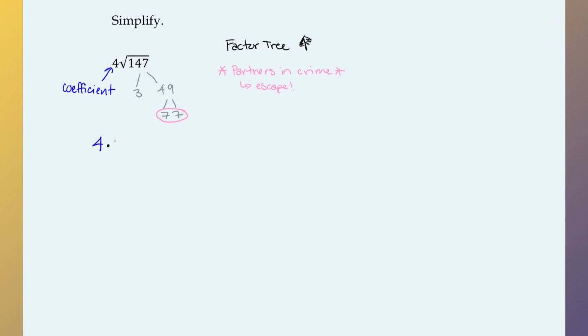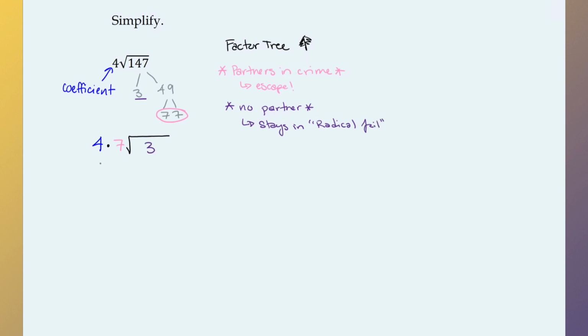That coefficient 4 is going to stay out front, and we're going to multiply it by any of the partners in crime. That is 7. And then inside of our radical, we have a 3. The only reason we have a 3 is because that's one with no partner. Anyone without a partner on our factor tree, again, those roots, is going to stay inside of that radical jail.